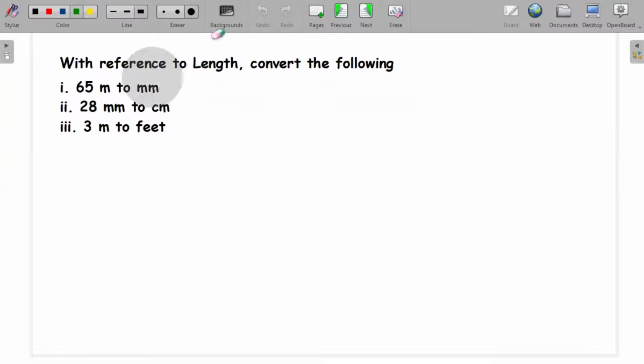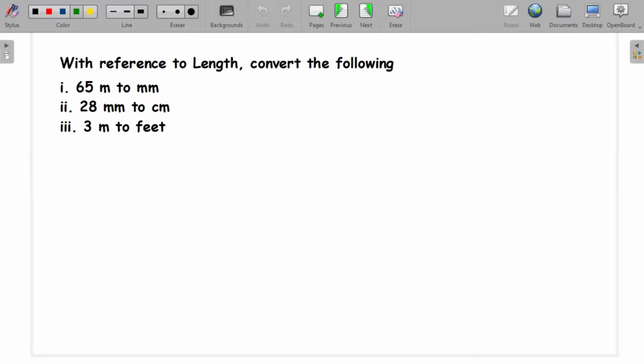I have these examples, and these questions I got from your previous past papers, so that we can also get familiar with how they'll be bringing your questions. So we have this question which says, with reference to length, convert the following. You can already tell we are being consistent with length here. 65 meters to millimeters.